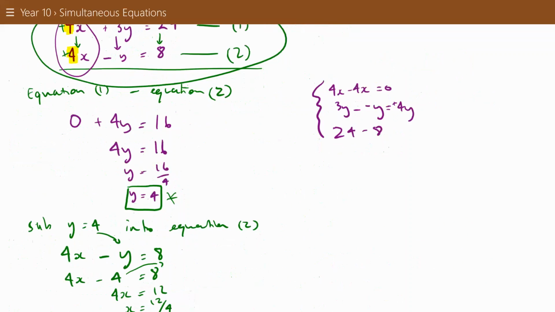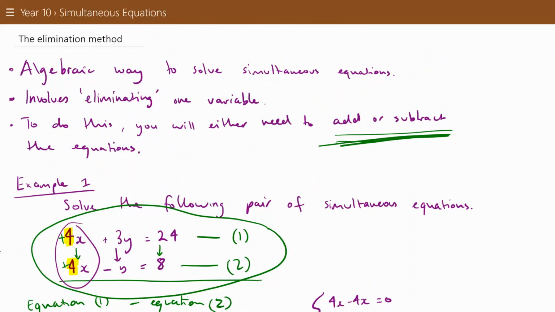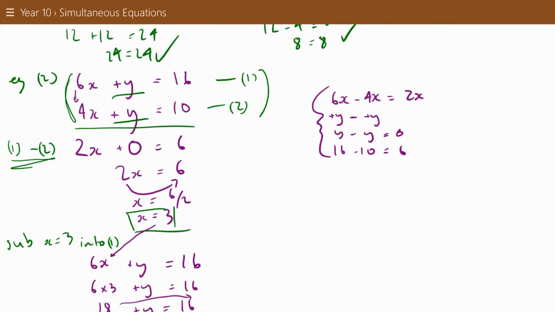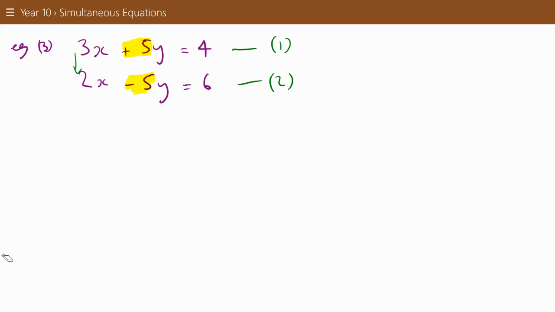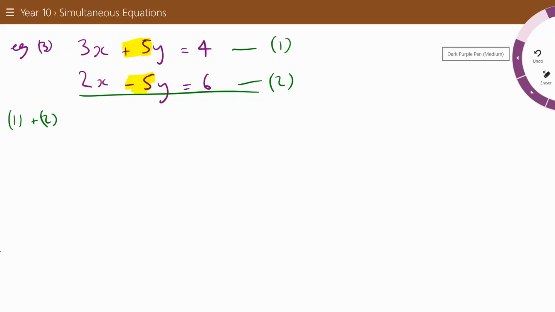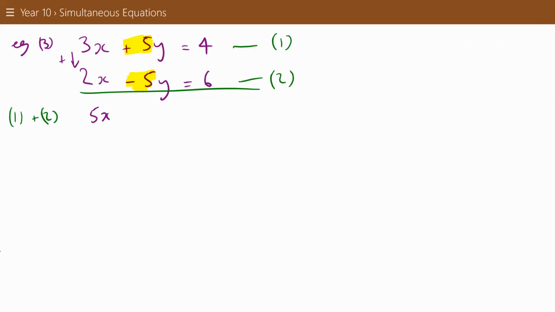So that's why right up the top here, I said add or subtract. Let's add the equations. Whenever you are eliminating a variable where the coefficients are opposite, one's a plus, one's a minus, you have to add the equations, and you'll see why in a sec. So here, let's go equation 1 plus equation 2. 3x plus 2x, we're plussing, is 5x.